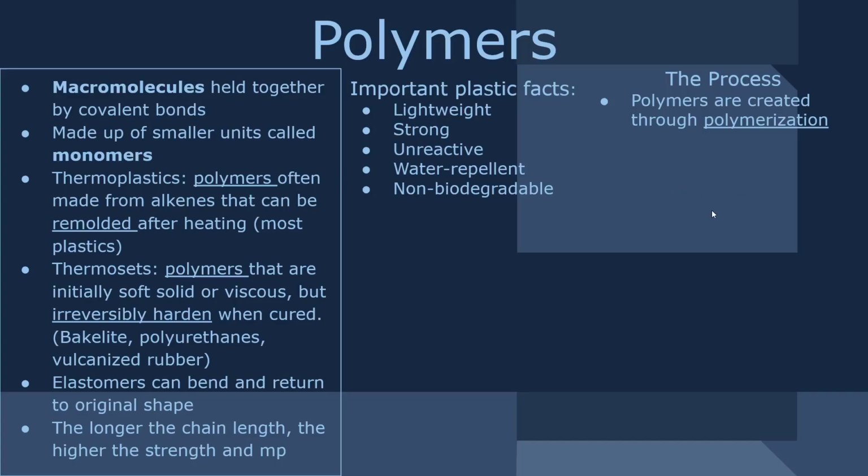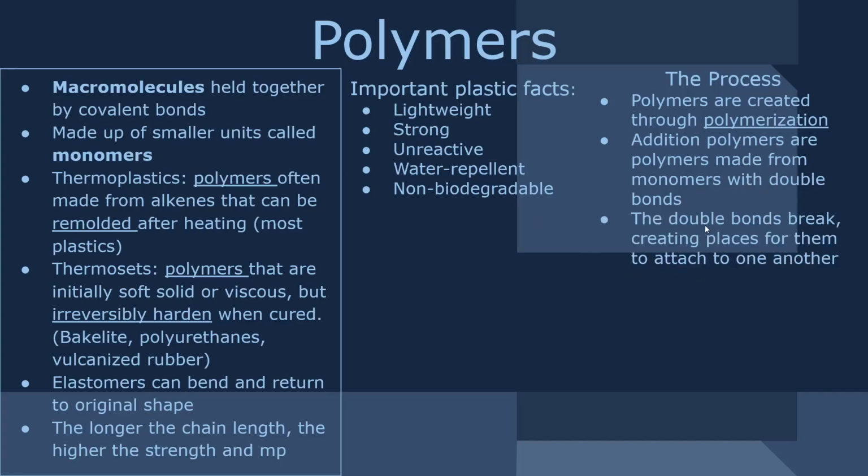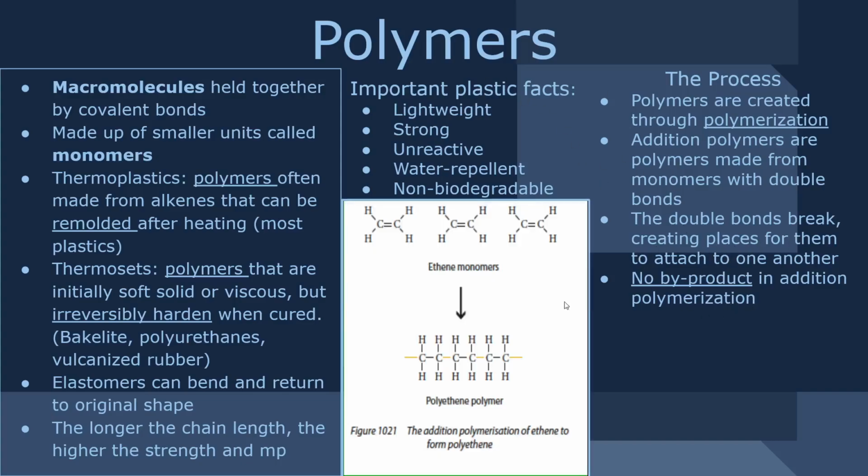So the process: polymers are created through what's called polymerization. Addition polymers specifically are polymers made from monomers with double bonds. The double bonds break, creating places for them to attach to one another. There's no byproduct in addition polymerization. So the double bonds break, and you just form a bigger polymer.